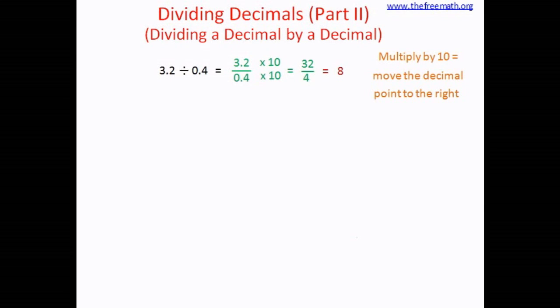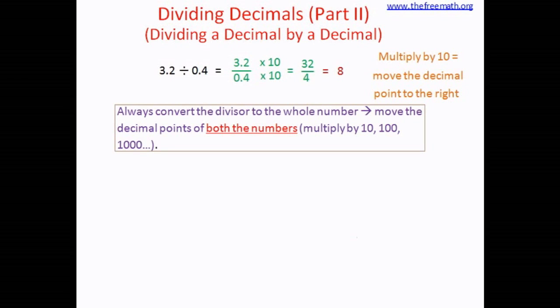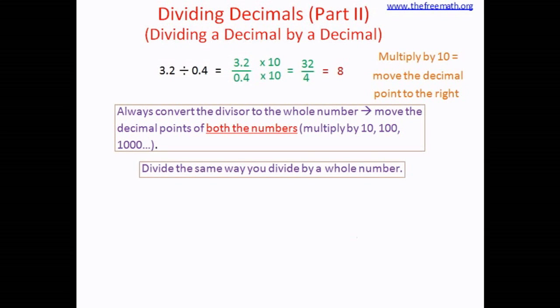The trick is to convert the divisor, which means the number you divide by, to a whole number. How do you do that? We need to move the decimal point to the right. And for that, you need to multiply either by 10 or 100 or 1000 depending on how many decimal places are there. But whenever you move the decimal point of the divisor, you also need to move the decimal point of the dividend. That means the number that you are dividing. So what is important here is to move the decimal points of both the numbers, right? The one you are dividing and the one you are dividing by. As long as you don't forget that, you will do fine. And the next step is pretty simple. Divide the same way you divide by a whole number.